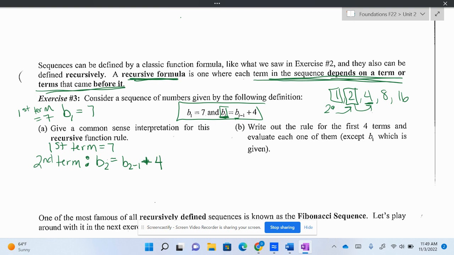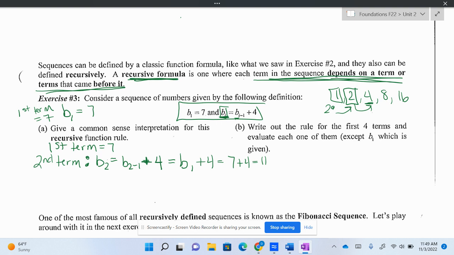Hang on a second. So here's what it says to do. To find b to the 2, I have to use this formula right here. So it says take b to the 2 minus 1, and we're going to add 4 to it. Okay? So what is b to the 2 minus 1? Hang on. No. What is 2 minus 1? So this is what this is saying. This is saying, so b to the 1 plus 4. But what is b to the 1? It would be 7 plus 4, which is 11.